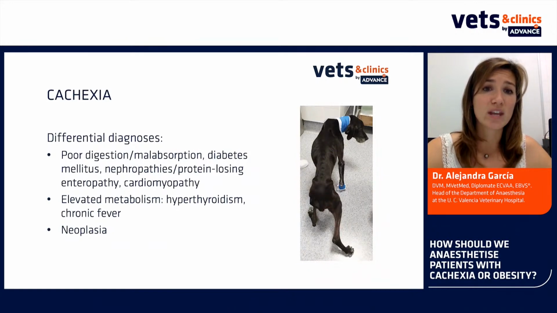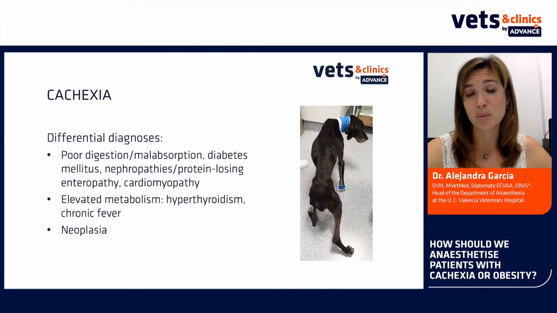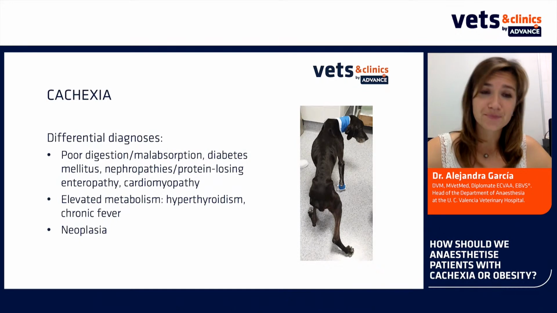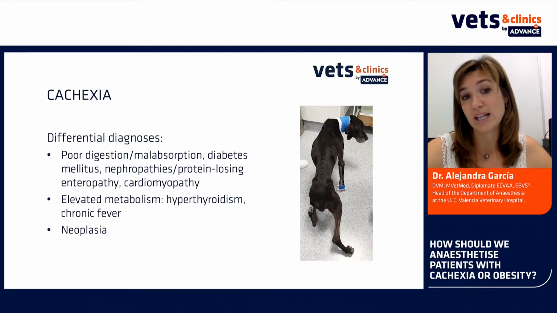And then poor digestion, malabsorption, diabetes mellitus, nephropathies or protein-losing enteropathy or nephropathy, and cardiomyopathy. And then elevated metabolism like hyperthyroidism in cats or chronic fever, and lastly neoplasia. In the picture that you have here, we had a dog with a tumor in the stomach, and that was the cause of his cachexia. Basically, he had chronic vomiting, neoplasia, and obviously he was presented with cachexia to our clinic.